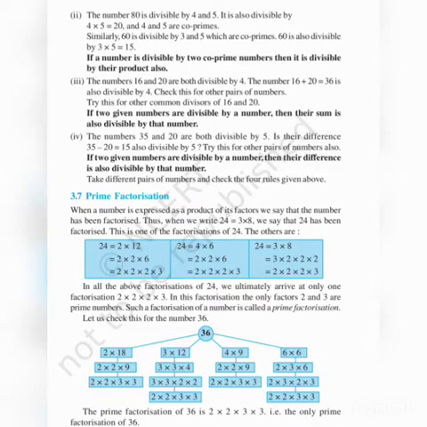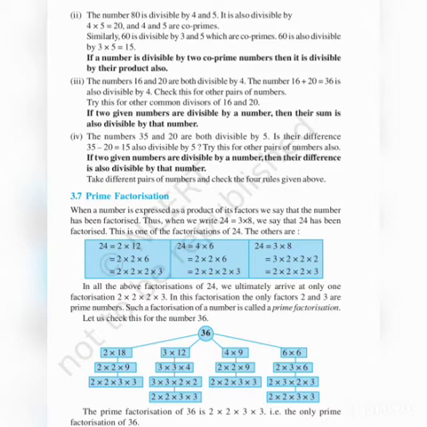Next you can take page number 60. You can see rule number 2. What is rule number 2? If a number is divisible by two co-prime numbers, then it is also divisible by their product. You can underline those bolded letters. We are taking two co-prime numbers.